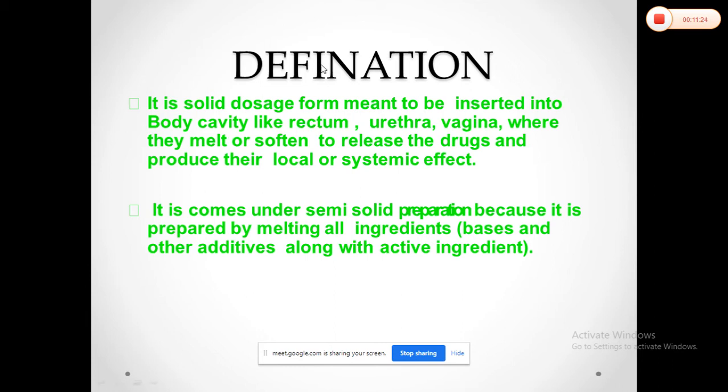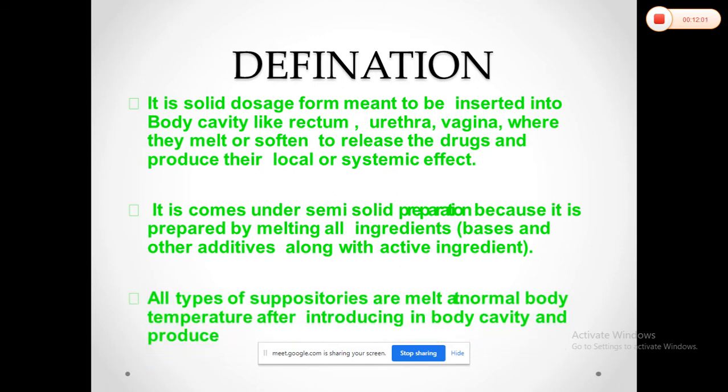So these are available in different shapes, sizes, and weights depending upon which cavity you have to insert them into. If you have to insert it into the ear, like an ear cone, the size will be varied. If you want to insert the suppository into the rectum or through the urethra, the size will be varied, along with the weight also. Because it must be patient compliant, patient compatible basically. So that's why we have to consider the size, shape, and weight of the suppositories while formulating them.